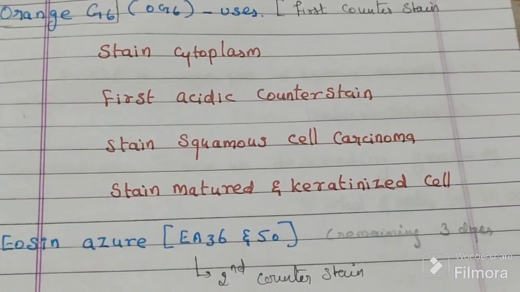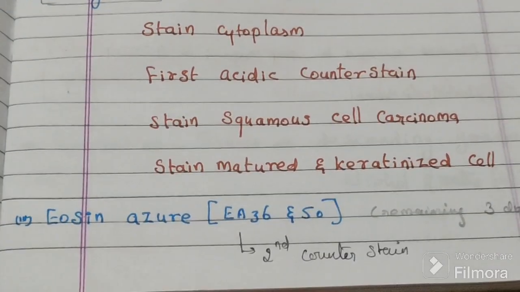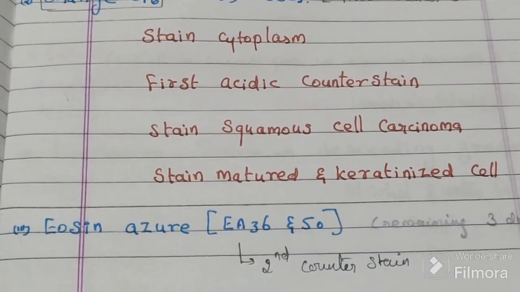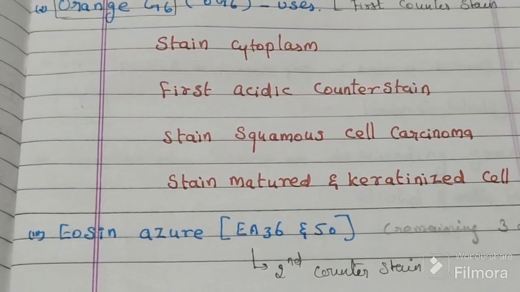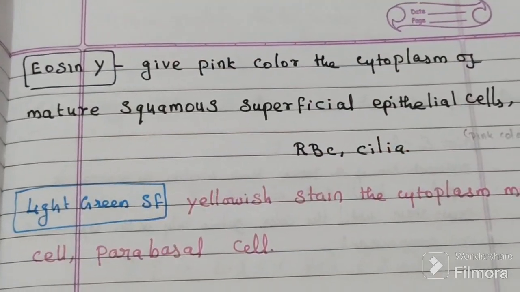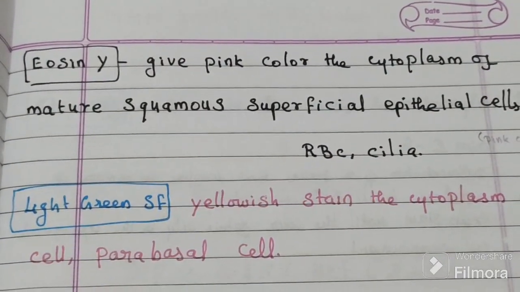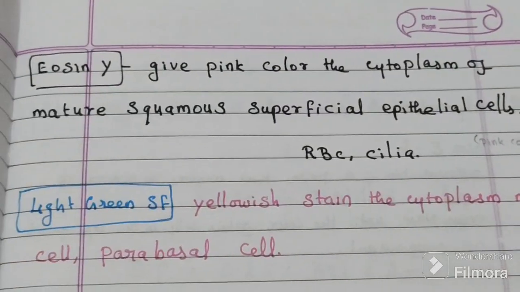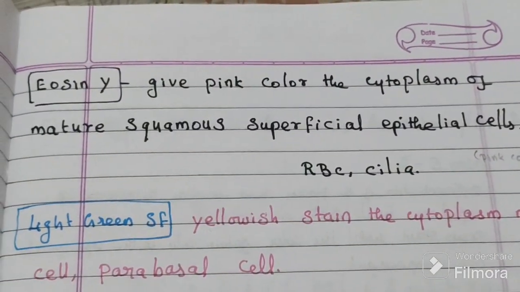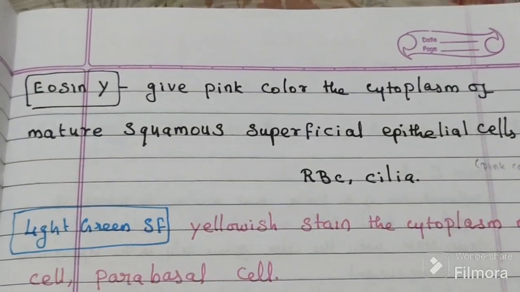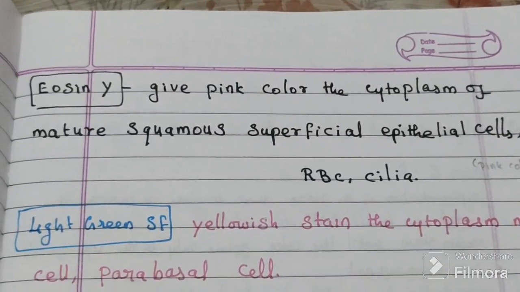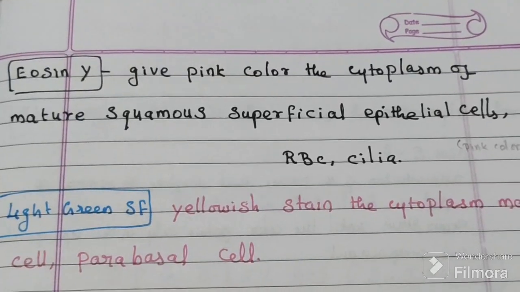So we know there are 3 dyes in 3 solutions. Already 2 dyes we discussed. Now the remaining 3 dyes together have the name eosin azure, EA36 and EA50. This is the second counterstain. The first is eosin Y, which gives a pink color to the cytoplasm of mature squamous superficial epithelial cells, RBCs and cilia.